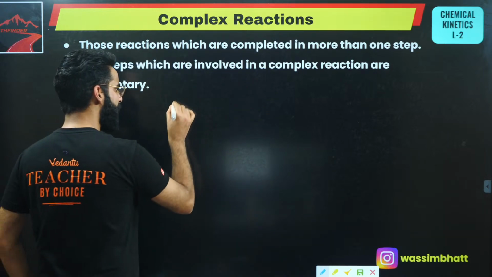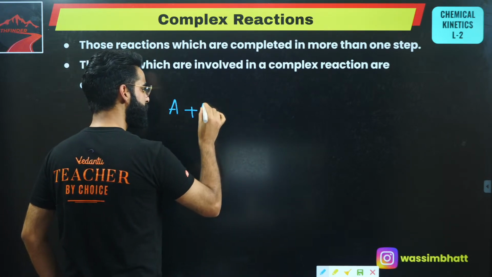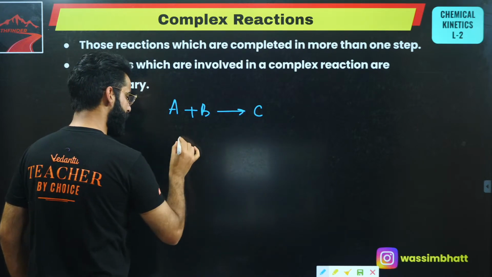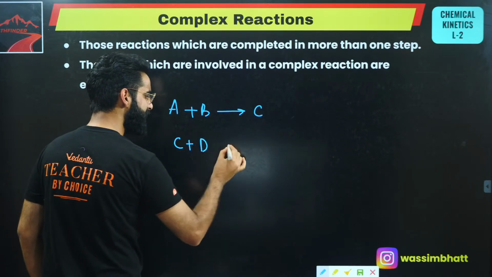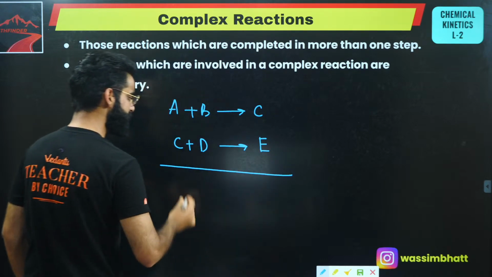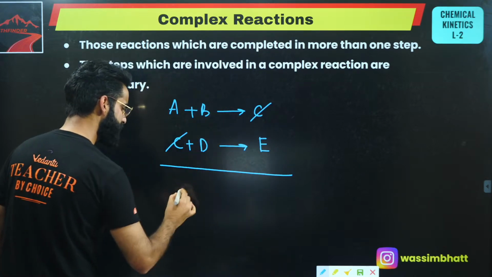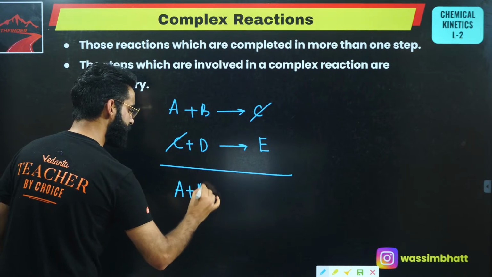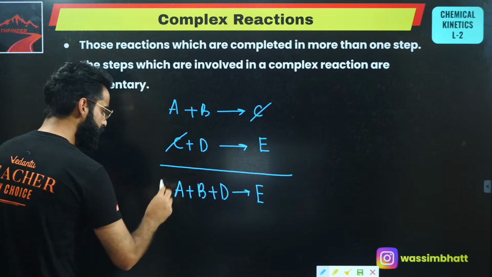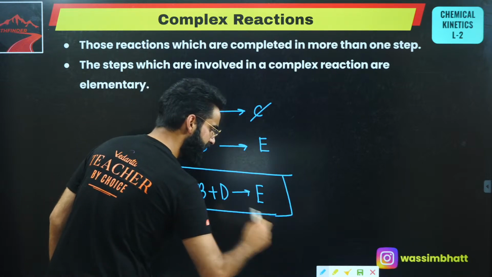Let's say I've got a reaction like this, A plus B, it is getting converted into C, right? This C which is formed over here, let's assume this C again reacts with D, it forms E, correct? If I add these two reactions, can I say this C and this C will get cancelled out? So I get a reaction as A plus B plus D, it gives E.